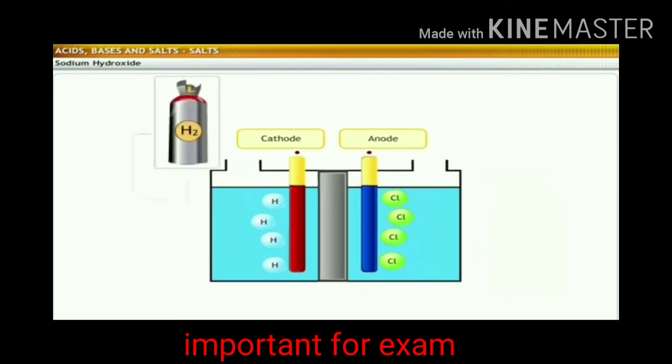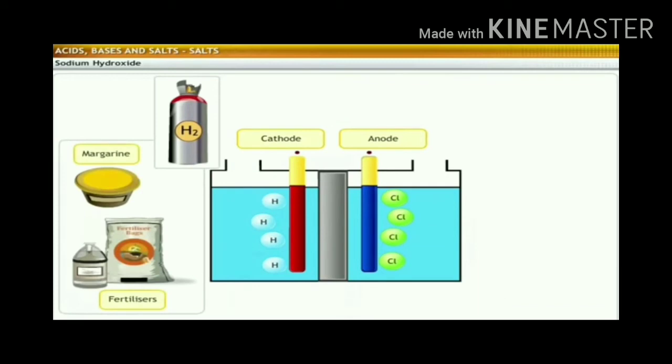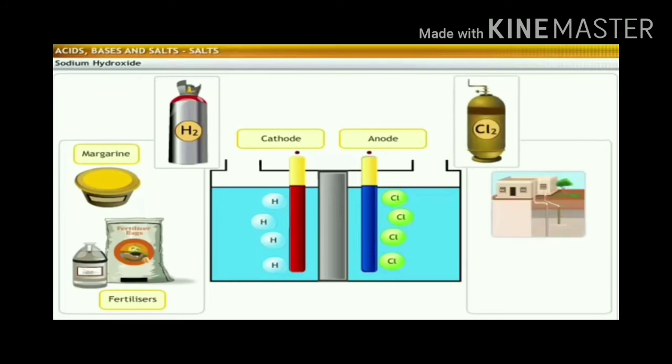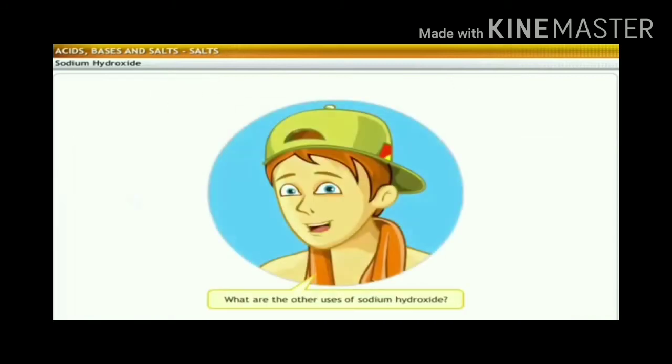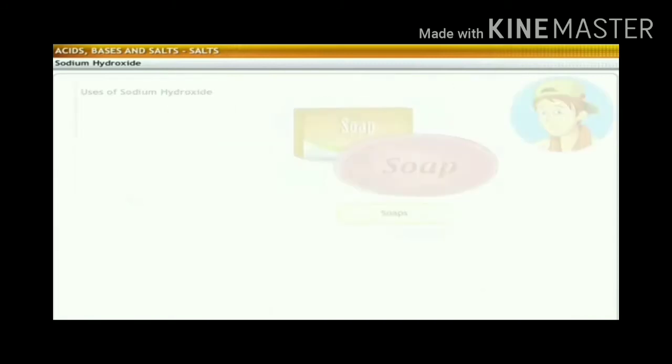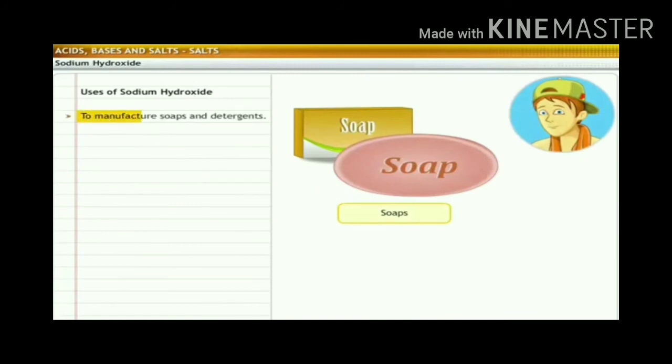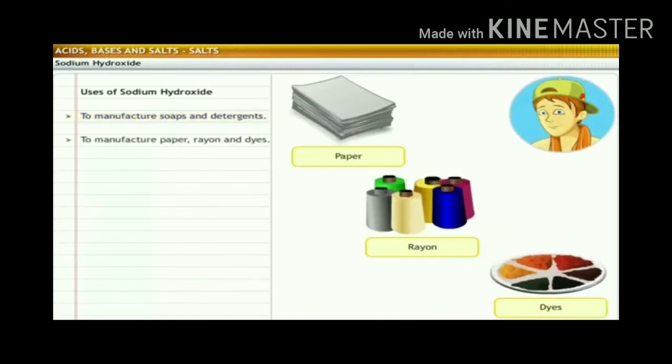The hydrogen formed in this process is used to manufacture fuels, margarine, and ammonia for fertilizers. Chlorine is used for water treatment in swimming pools, to manufacture chlorofluorocarbons, PVC, chemical compounds like chloroform, carbon tetrachloride, disinfectants, and pesticides. What are the other uses of sodium hydroxide? It is used to manufacture soaps and detergents. Sodium hydroxide is also used to manufacture paper, artificial fibers like rayon, and dyes.